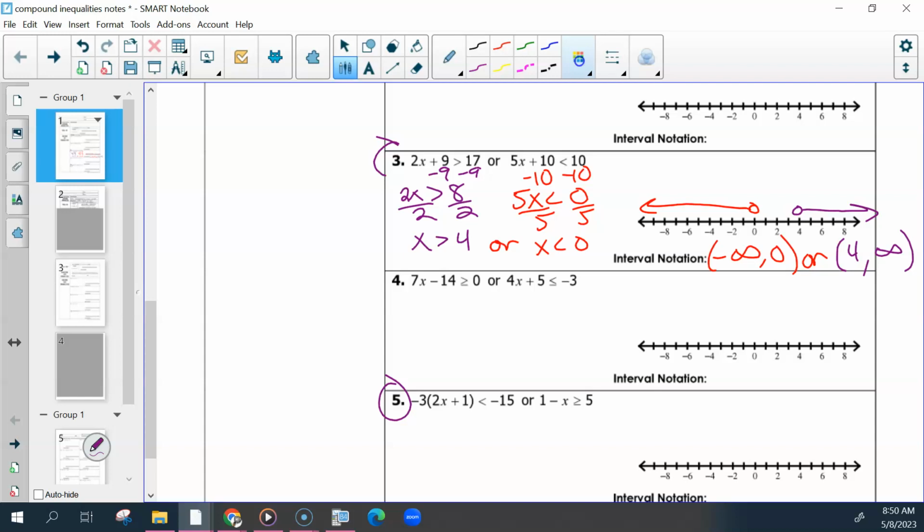How do you know if it's an open or a closed circle? You can look at the symbol. If it has a line, that's closed. If it doesn't have a line, it's open. Other questions on 3?